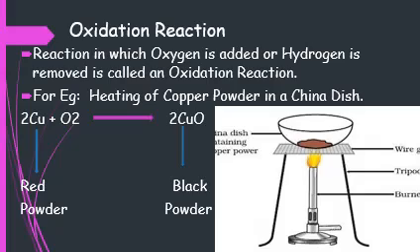This diagram shows how the reaction actually takes place. You can see the brown powder is taken into a dish called a china dish or petri dish. When it is heated with the help of a burner in the presence of oxygen, this brown powder gets converted into black powder within 5-10 minutes, because copper gets oxidized to copper oxide.